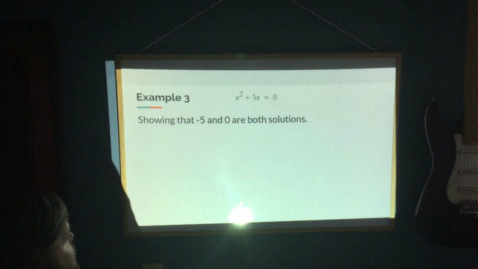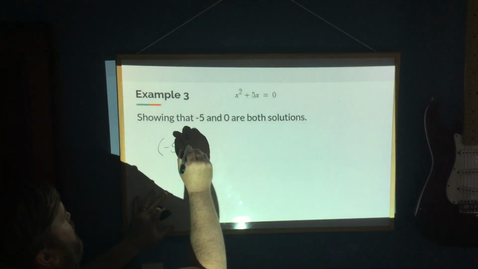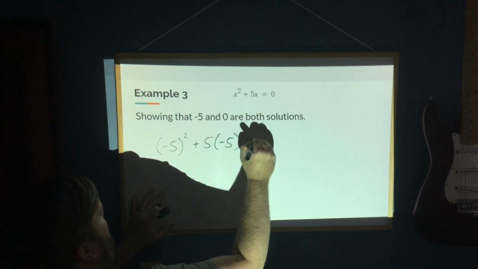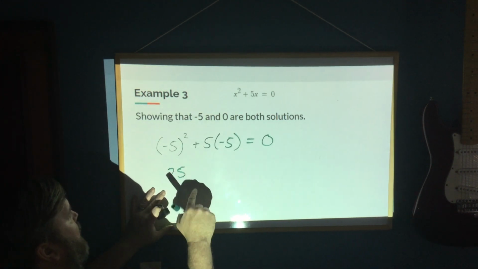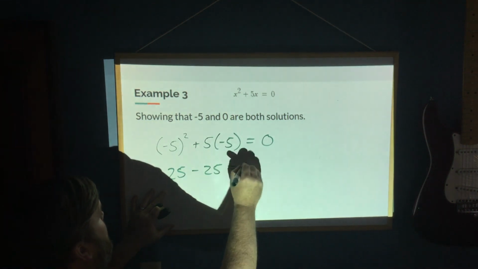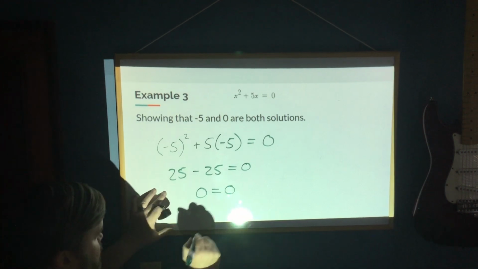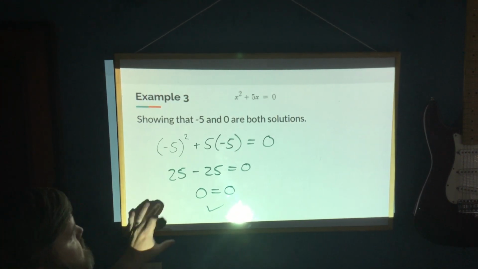I'm going to show you that they're the solutions. So I'm going to plug in -5 and square it to add that to +5 times -5. Square -5, you get positive 25. Positive 5 times -5 is -25. 25 minus 25 is 0. So we get 0 equals 0. So that checks out.